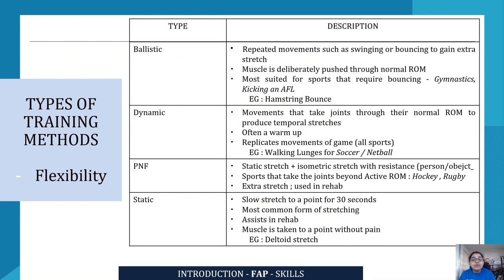Okay, flexibility training. So there are 4 types of flexibility training. The first one is ballistic. Now this is where we are conducting repeated movements such as swinging or bouncing to gain extra stretch, and the muscle is deliberately pushed beyond the normal range of motion. So what we're focusing on here is the ability to move our muscles and joints through their normal and complete range of motion.